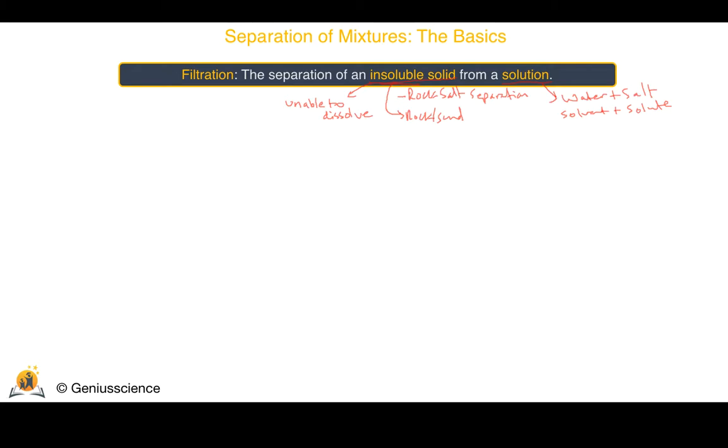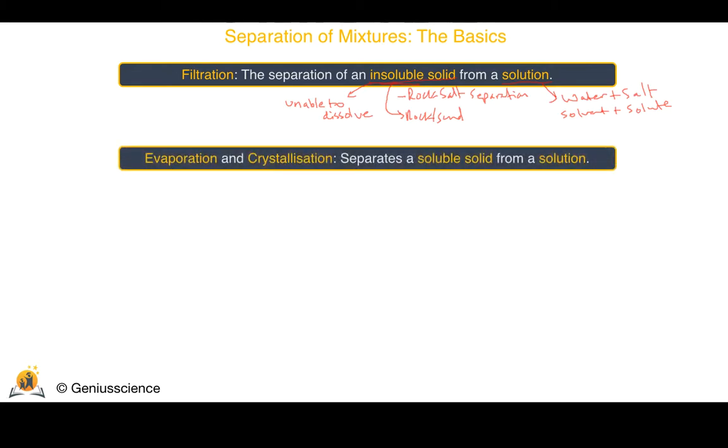Next up we have evaporation and crystallization, and these methods separate a soluble solid from a solution. Now, soluble is the opposite of insoluble. Soluble means able to dissolve. So sticking with our current rock salt example, evaporation and crystallization would allow us to separate out salt, the soluble solid, from the salt water solution. However, another example of a soluble solid that could be separated from a solution would be sugar from water.